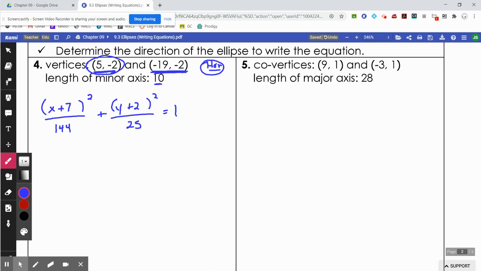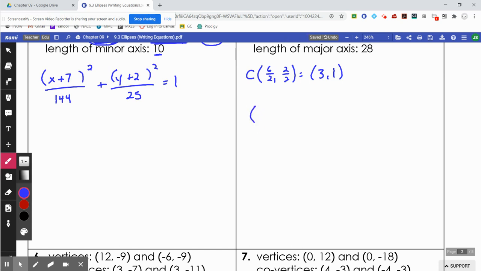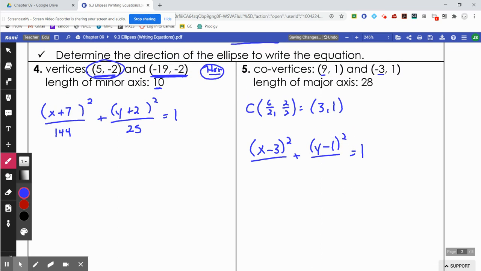Okay, co-vertices. First step, let's go ahead and find our center. The center, we're going to use the midpoint formula. Add your x's, and again, you can use your co-vertices, you can use your vertices, or your foci. The center is the middle of any of those. Add your x's, divide by 2. Add your y's, divide by 2. So therefore, the center is located at 3, 1. So let's go ahead and start our equation. X minus 3 squared over stuff, y minus 1 squared over stuff is equal to 1. So there's half my equation. Now I need to find my A values and my B values.